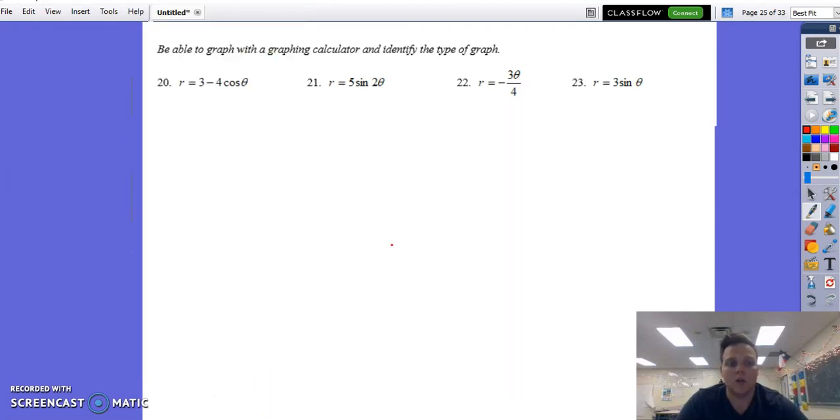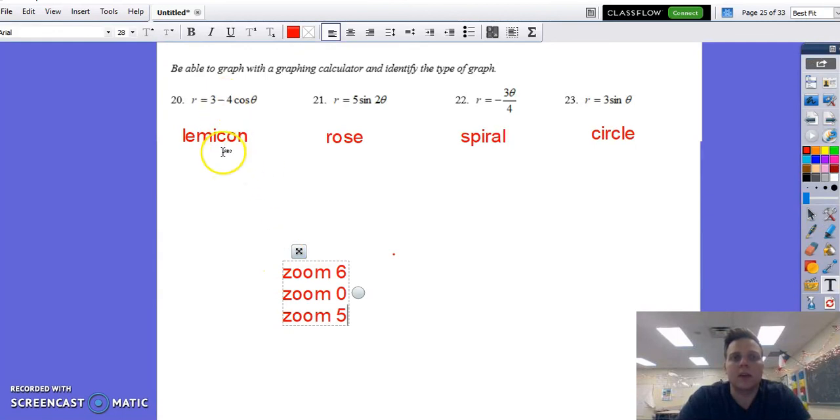Okay, so this one's a limaçon. I'm not sure if I spelled that right. This one's a rose because it has petals. This one's a spiral. This one's a circle. Remember, after you've graphed it, zoom 6, zoom 6, zoom 0, zoom 5.